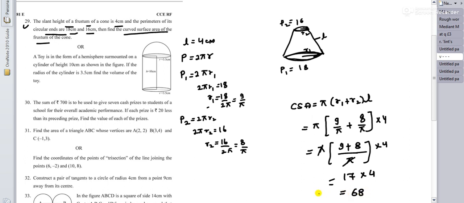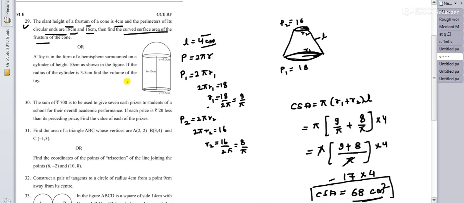So this is the answer, but they have asked CSA, so this should be in centimeter square because radius and length they all are in centimeter. Got it? So this is the answer. CSA is 68 centimeter square. I hope it is clear.